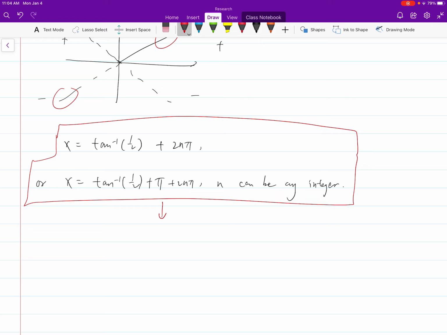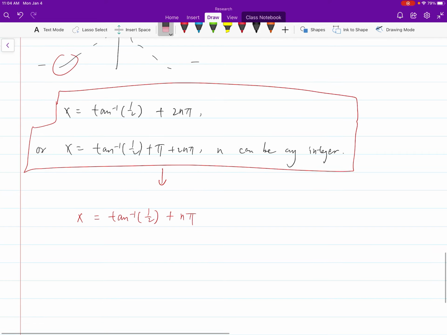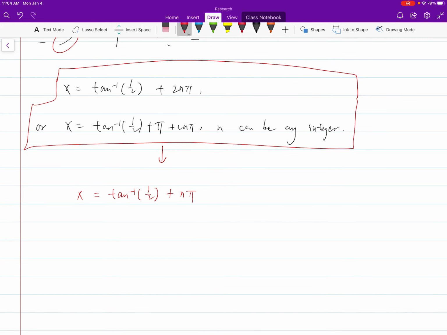But we do have a more efficient way to write them, that is where you change the 2n pi to be n pi. So within one cycle, you do have two values. And the relationship between them is one is the other one plus a pi. So there is a more efficient way to write down the answers for tangent. It would be nice if you could write things in this way.